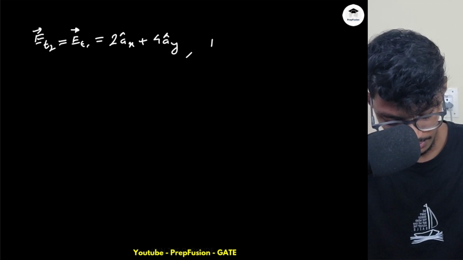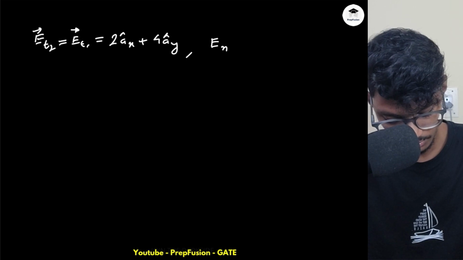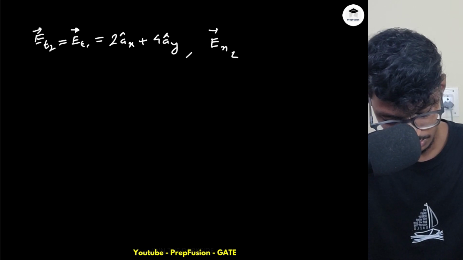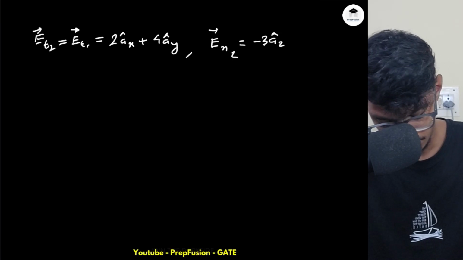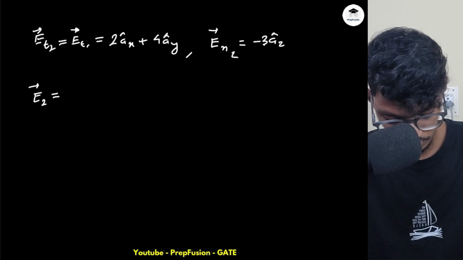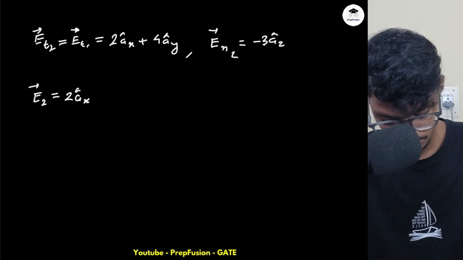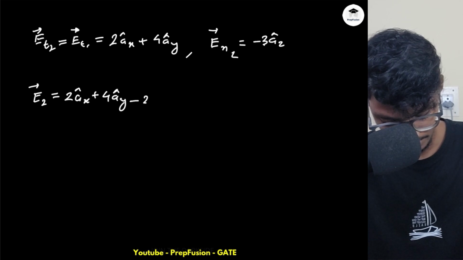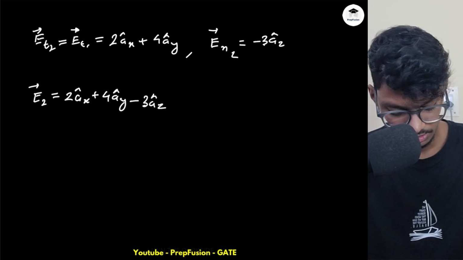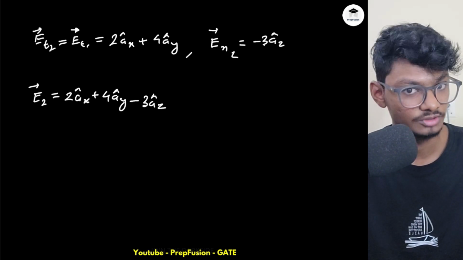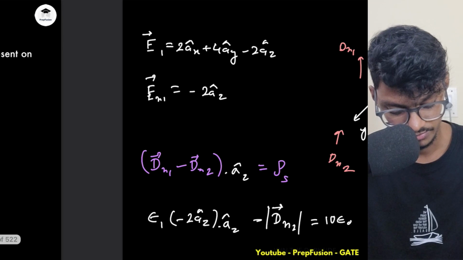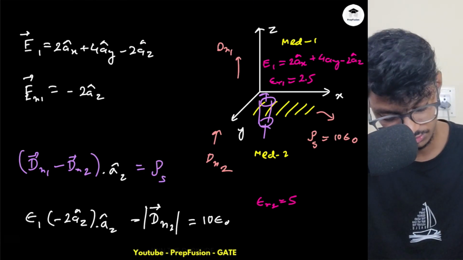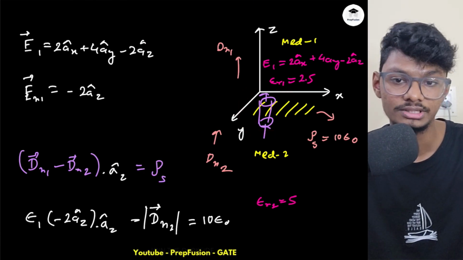Okay, and my En2 is minus 3 az cap. So my electric field in the medium 2 will be simply 2ax plus 4ay minus 3az. Okay, so I know we solved it without any stutters, but when you try to solve it by yourself, you will face a bit of a problem. So for this only I took this question, for this particular thing. I hope there is no confusion here, right?